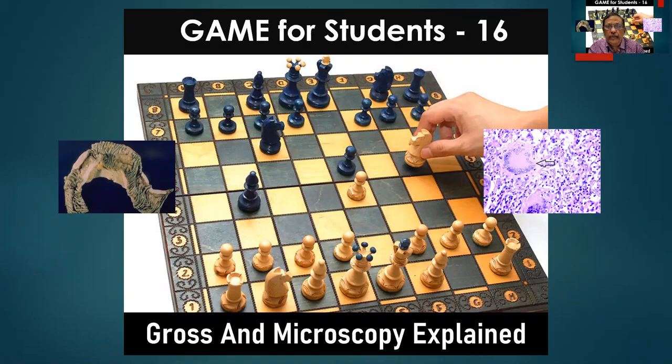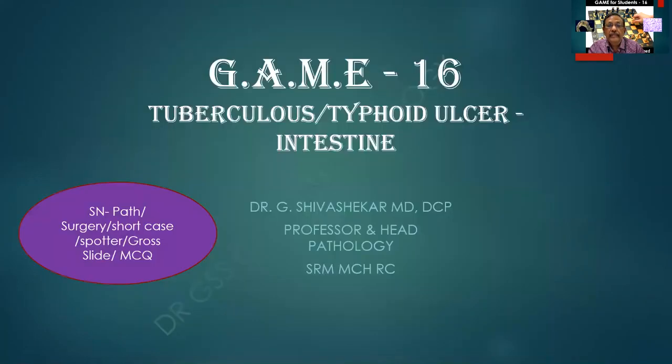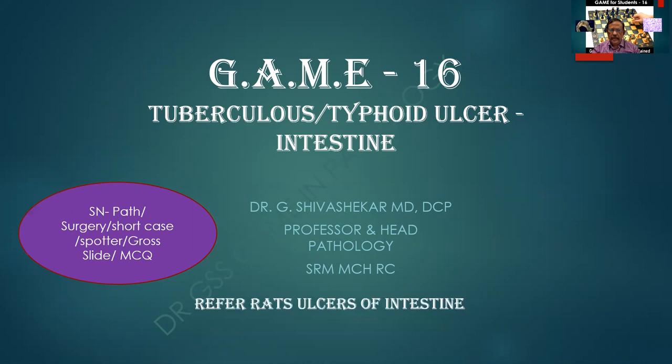Gross and microscopy explained. I'm sure you will be able to identify the two pictures on the screen. The lesion for the day will be tuberculosis and typhoid ulcers of the intestine. These can be kept as specimens for you, and I've also given the other relevant importance within the enclosure. And this is the reference for you in R.A.T.S.